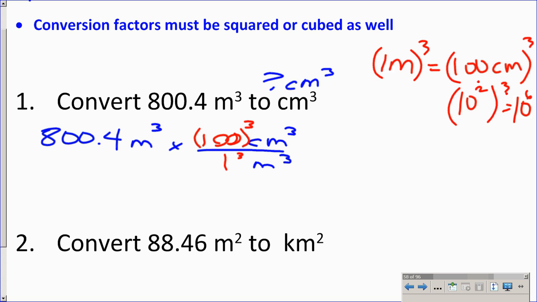So you could write it just like this, cancel meters cubed, cancels meters cubed, and then say to yourself, all right, 800.4 times 100, which is cubed, and then tell me the answer. Or that would be 10 to the 6. So 8.004 times 10 to the 8. I did that right? You guys can check from your calculator. That is okay.